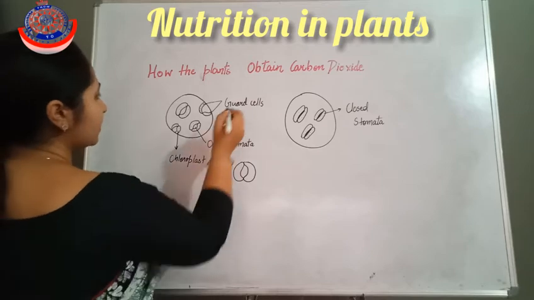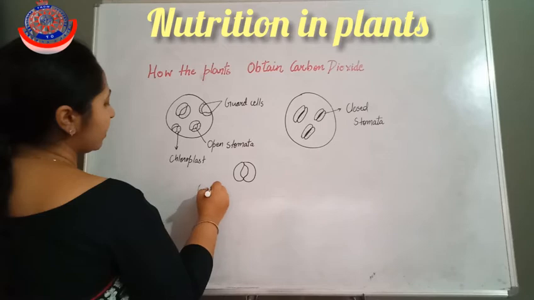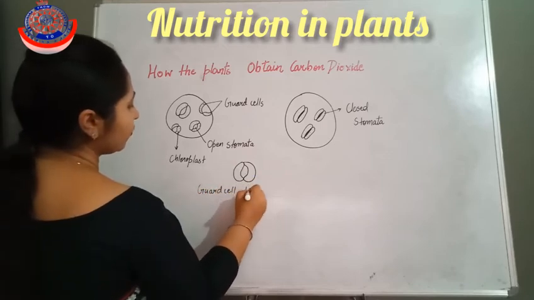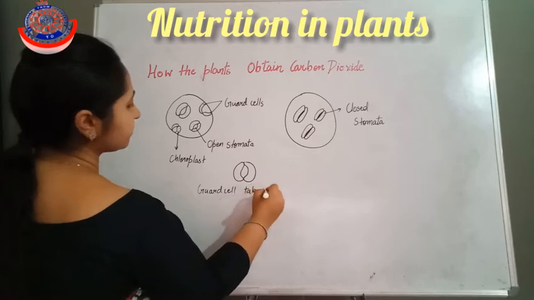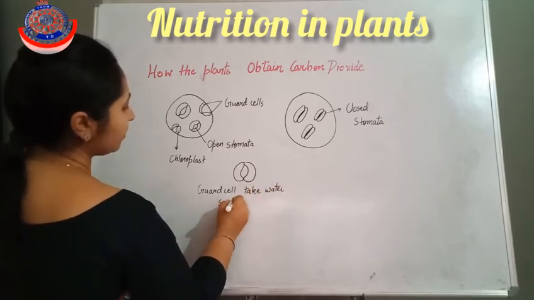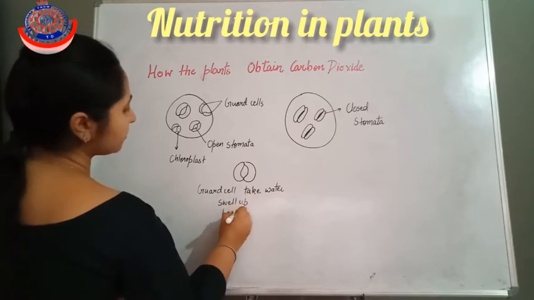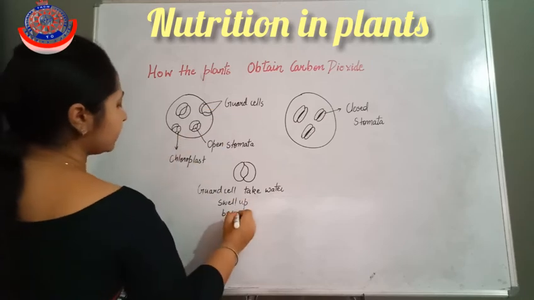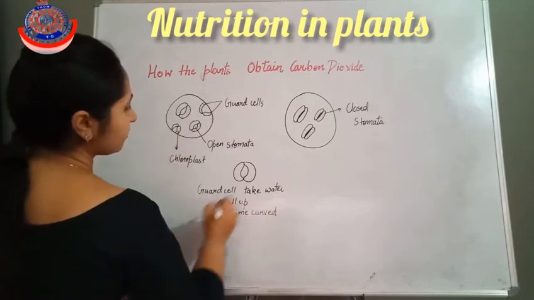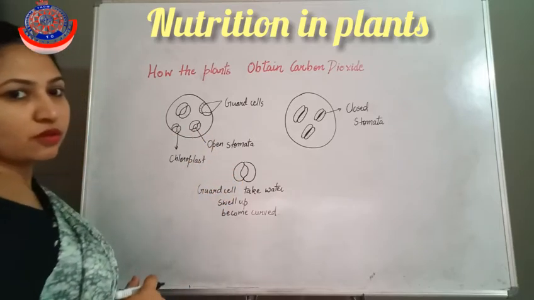So when guard cells take water, then they swell up and become curved, as you can see here, they become curved, and because of that the stomata will open.